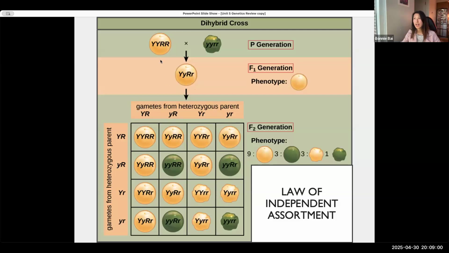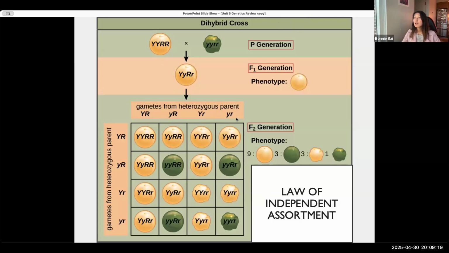Or you can look at one trait at a time. You can look at like big Y, big R, little r. Let me just draw this real quick. Where's the whiteboard? Oh, right here? Nope.